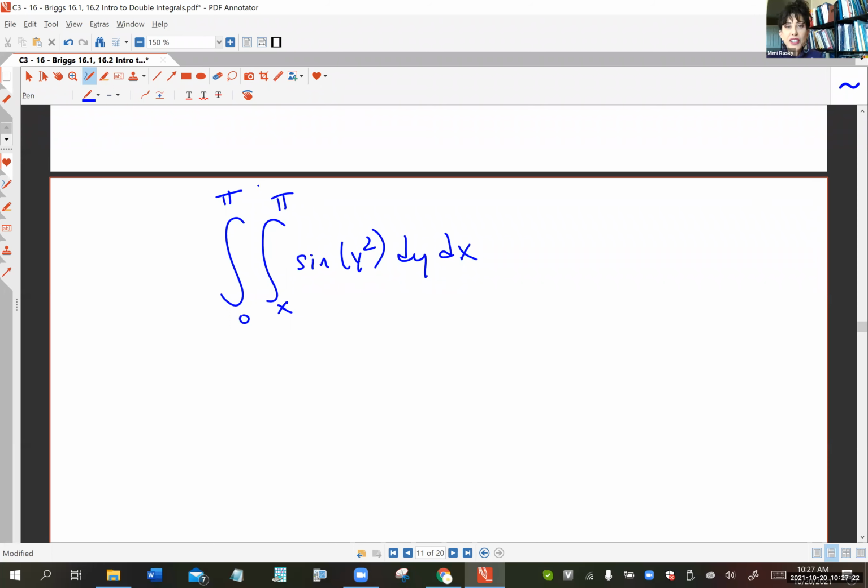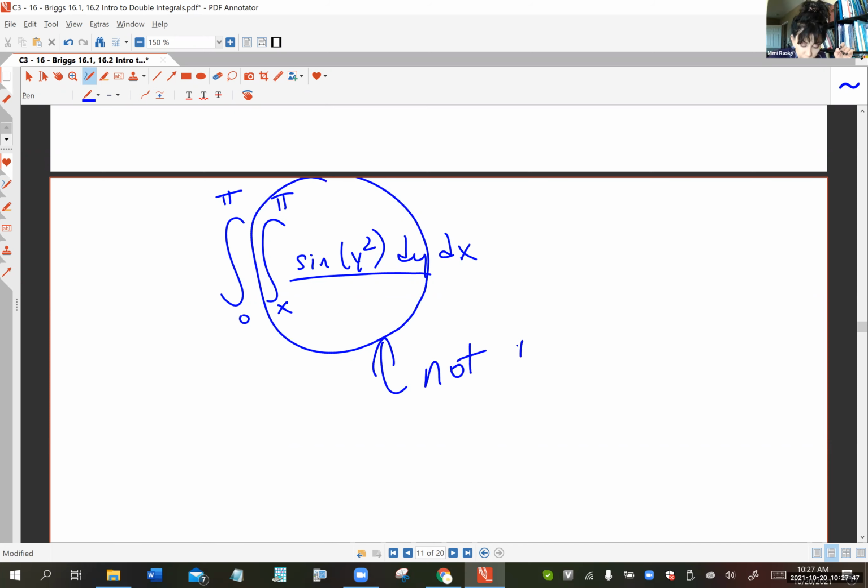They didn't even ask us to sketch the region of integration. And we may not have to if we're lucky. Lucky meaning this integral is integrable without having to switch order or sketch the region or anything. So let's just try. How am I going to integrate sine of y squared dy? I claim that this is not integrable, not even using integration by parts or any trig special identities. Good luck with that. It's not going to work.